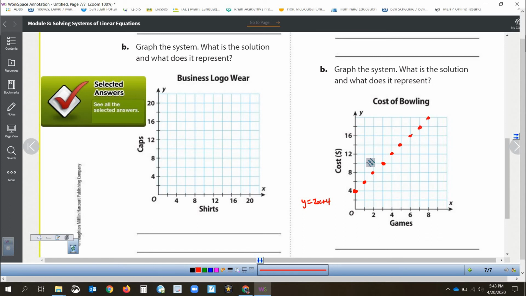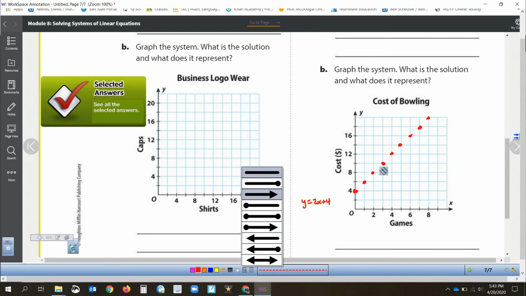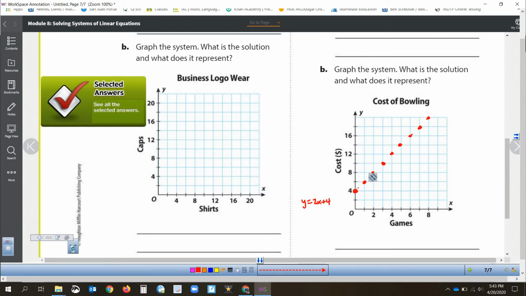I'm actually going up by 2s. And I'm going to do what I should have done last time. I'm going to make this dotted, because really you can't play part of a game. I mean, you could play part of a game, but they're going to charge you for a whole game. That's the way it works. Or nowadays, a lot of times they charge you by time rather than by the number of games. But this one is set up by the number of games. So I'm going to put dotted lines to show that we're really not playing part of a game.